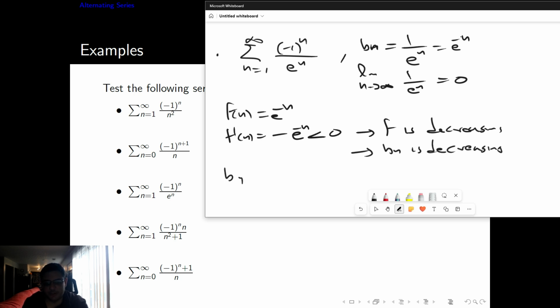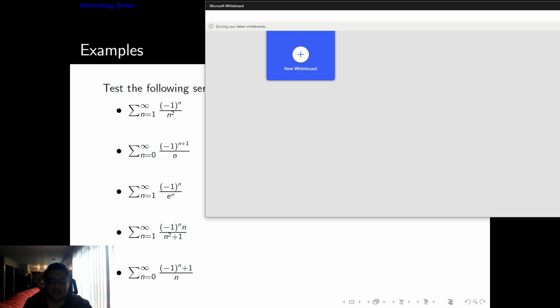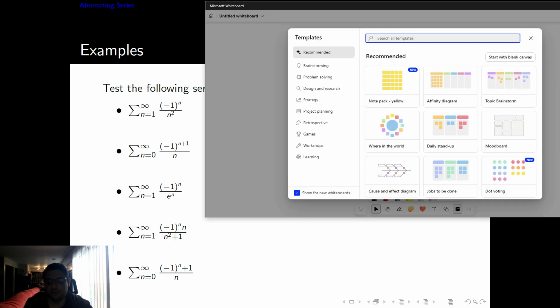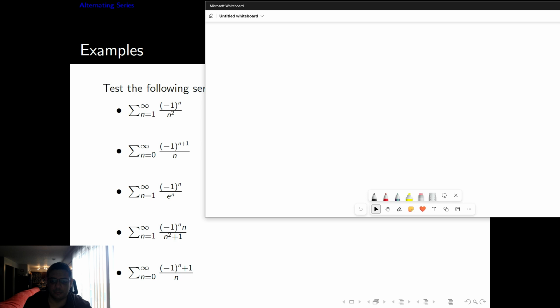And then again, by the alternating series test, this series here is going to be convergent. So again, what to use depends on your liking. Some ways of proving that something is decreasing are much easier than others. But at the end of the day, you just want to prove that those two conditions hold for alternating series.